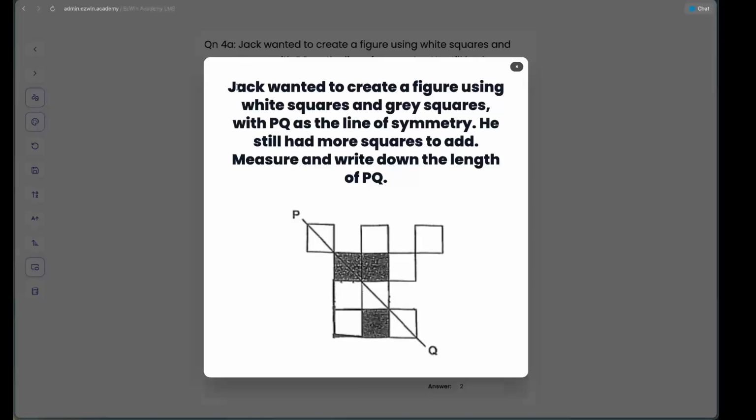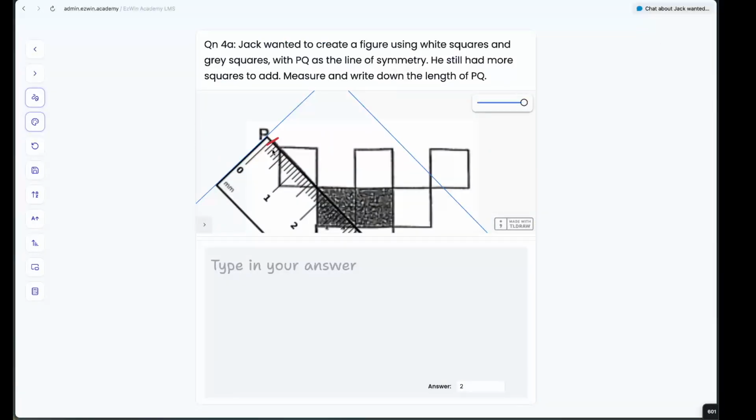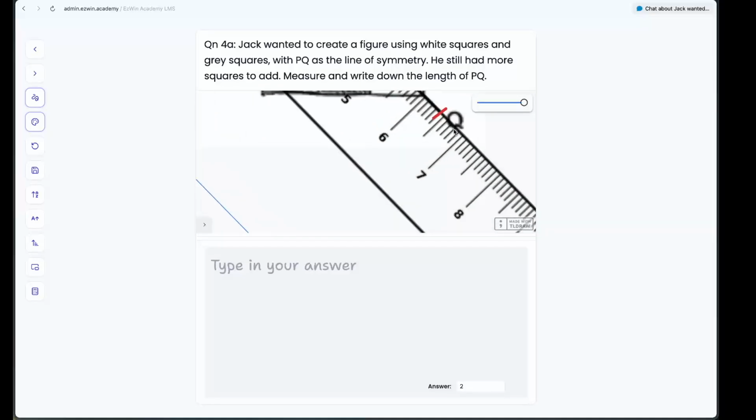Question 4a. Jack wanted to create a figure using white squares and gray squares with PQ as the line of symmetry. He still had more squares to add. Measure and write down the length of PQ. So I have a ruler. Then I just mark out the two ends of the line. So it starts from 0. And then if you look closely, it's 6.4. So therefore, the answer is 6.4 centimeters.